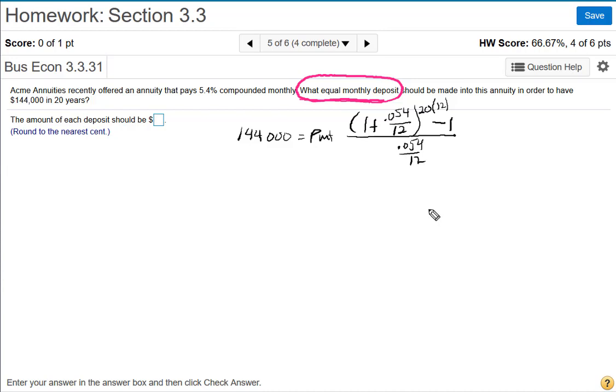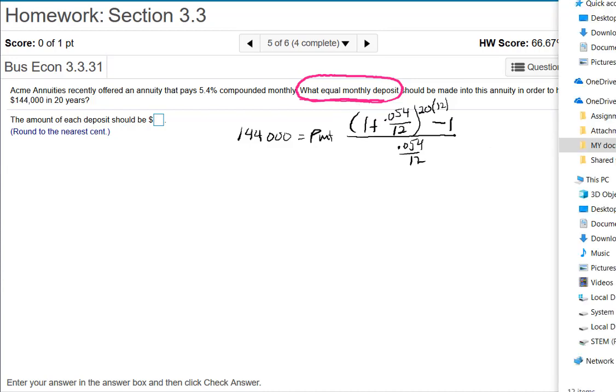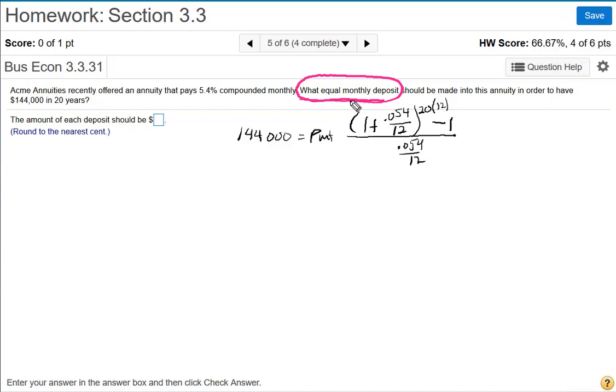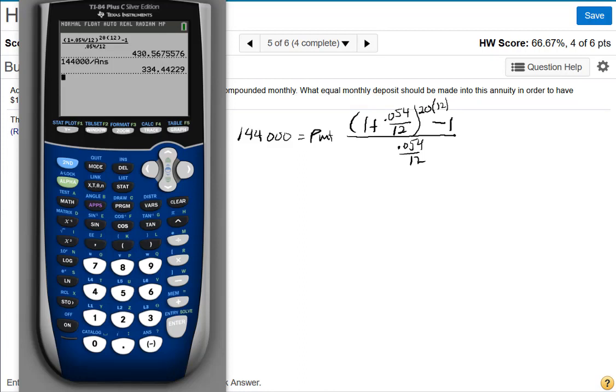Now, I've done this a couple of times, so I won't make you watch all of it. I'll pause my video and enter that and show you what it looks like on my calculator. But we did this in a previous problem, or something very similar to it. We're going to be entering this into our calculator, using that number to figure out the payment, without retyping that number or rounding it off. Now, this number to the nearest cent would be 334.44.